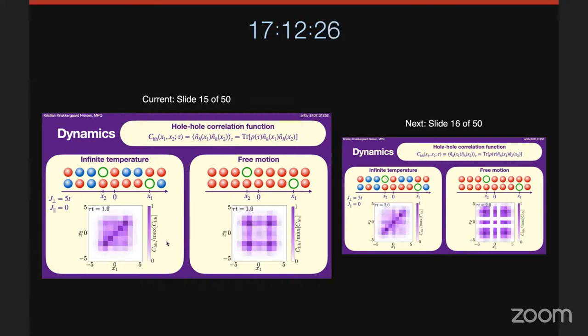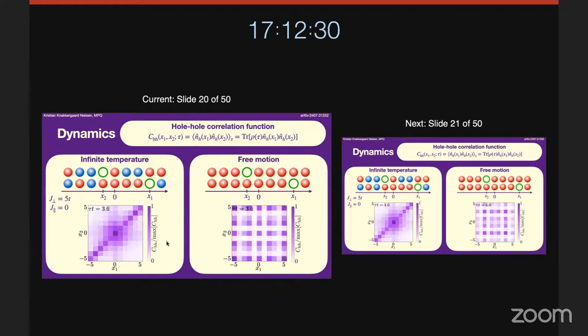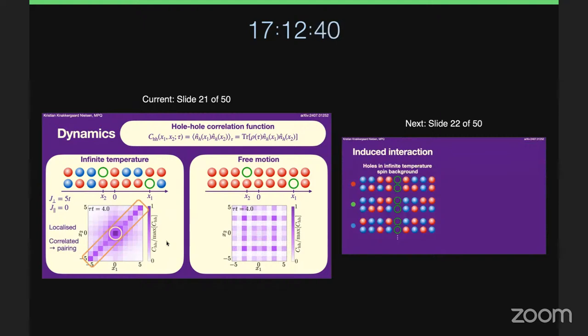And then as time progresses a little bit more, what you see on the free motion side is that this ballistic motion just continues. But over here, you have two features. One is that the maximum keeps being in the middle, and the other is this correlation of the coordinates. So they tend to be along this diagonal. And this correlation is basically measuring that these holes are actually pairing.